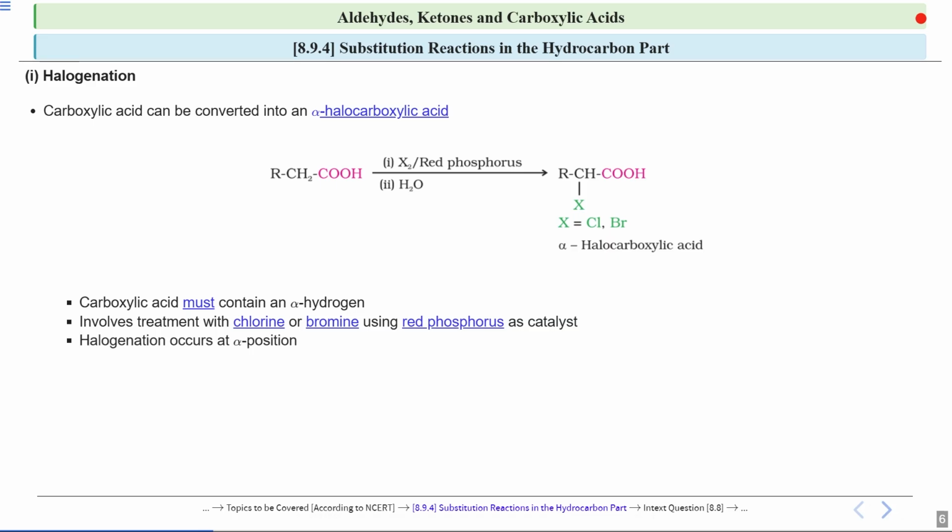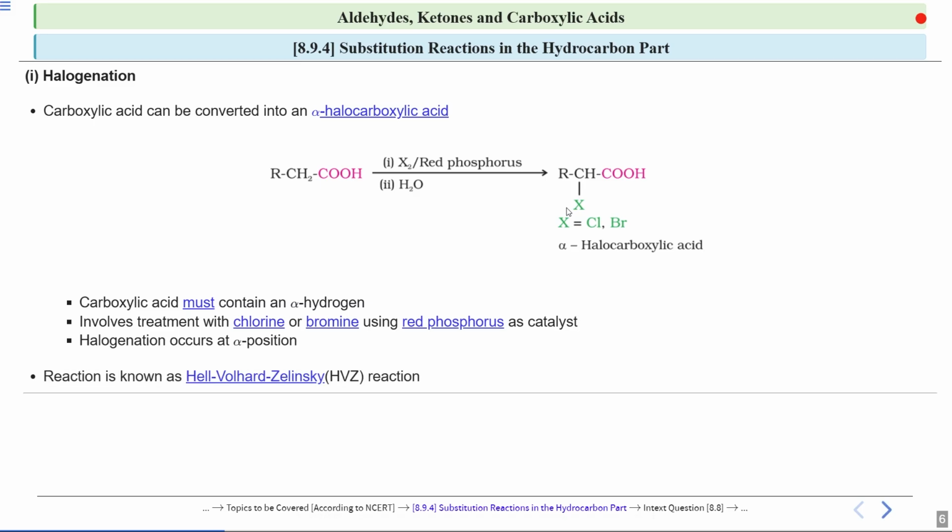The halogenation specifically occurs at the alpha position, which is the carbon next to the carboxyl group. This means the halogen atom replaces the alpha hydrogen. As I told you, this is the alpha hydrogen, so the halogen replaces the alpha hydrogen. This selectivity is what makes this reaction quite useful.